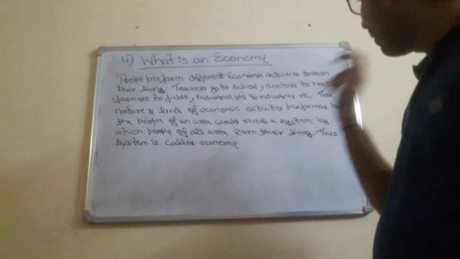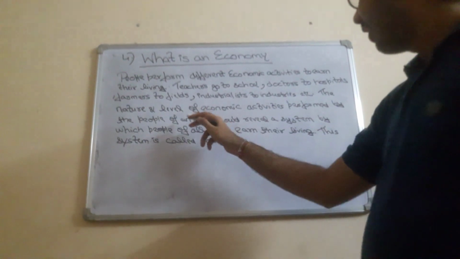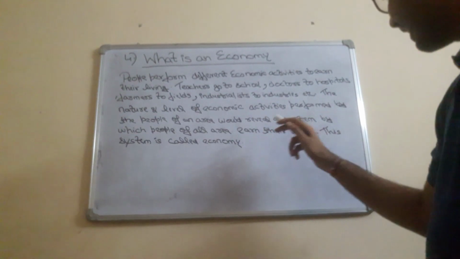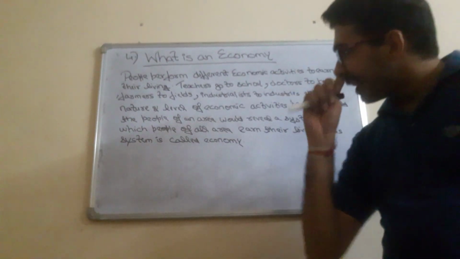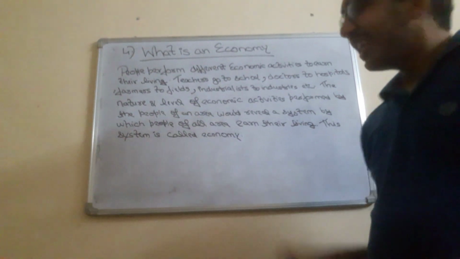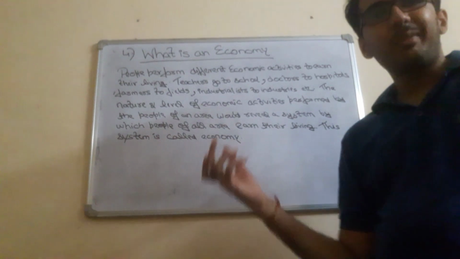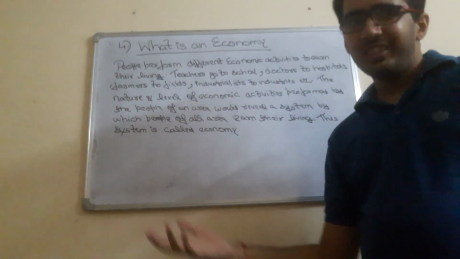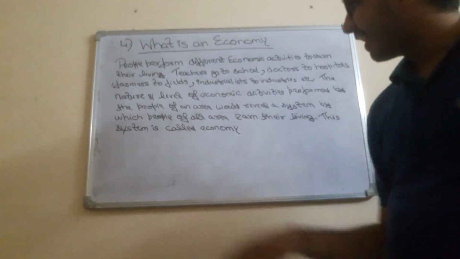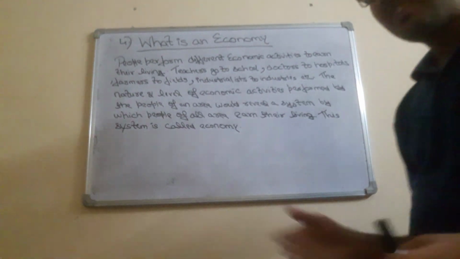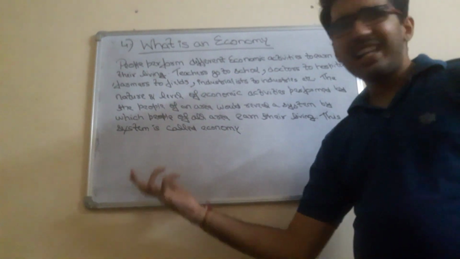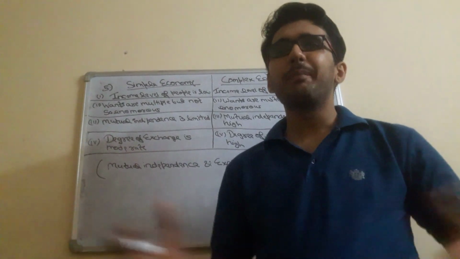The nature and level of economic activities performed by the people of an area would reveal a system by which people of an area earn their living. So it tells that the nature and level of economic activities that we all people perform. All of us perform some kind of economic activities. Why? To earn their living, to earn their livelihood. And this reveals a system by which the people of that area earn their living. This system is called economy. That's basically economy.